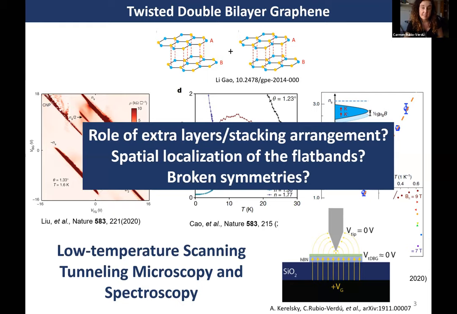And this is the STM geometry. We need to use open face samples because we need to access them with the STM tip. And we have a backgate voltage so we can dope, we can move the Fermi level in the system.